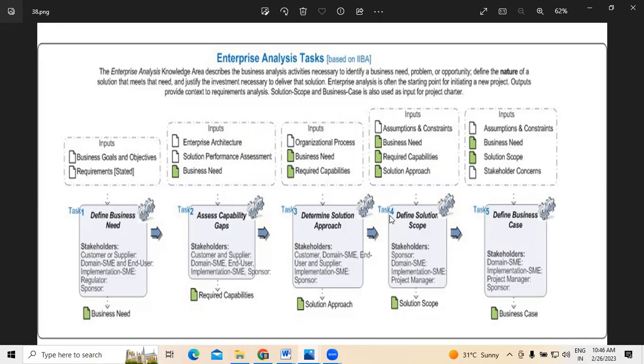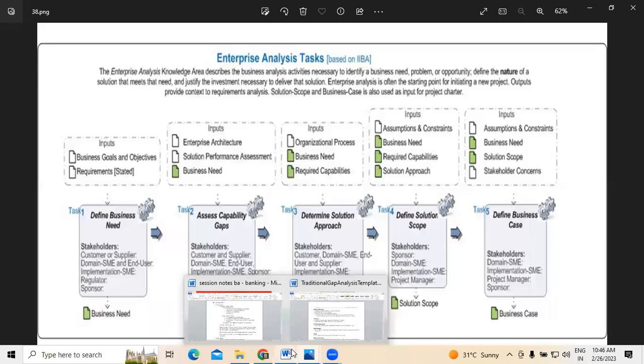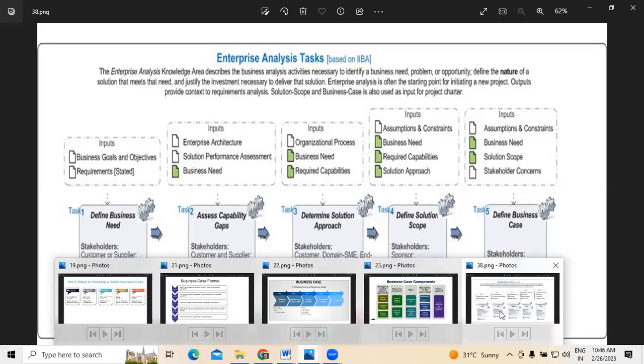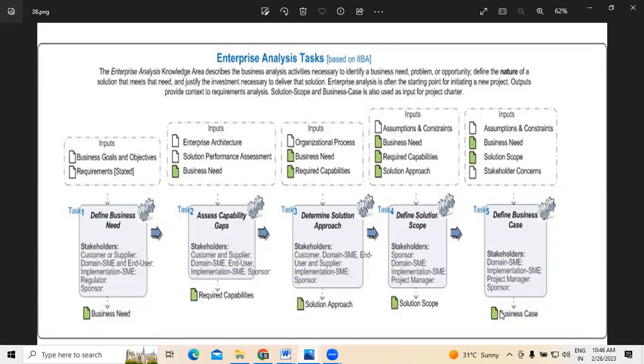The next knowledge area is what we call requirements life cycle management. This is what we are about to discuss. Before I go into requirements life cycle management, I want to discuss two points. One is how to classify the requirements. From here onwards, we are going into requirements.